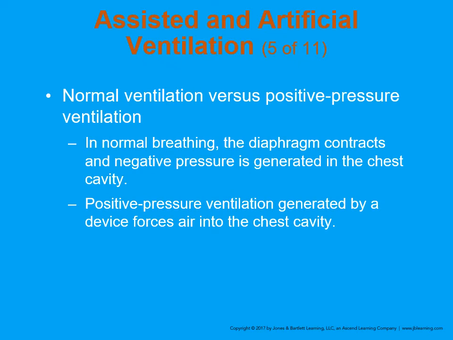Normal ventilation versus positive pressure ventilation. Artificial ventilations are necessary to sustain life, but are not the same as normal breathing. In normal breathing, the diaphragm contracts and negative pressure is generated in the chest cavity, which sucks air into the chest. Positive pressure ventilation generated by a device forces air into the chest cavity.